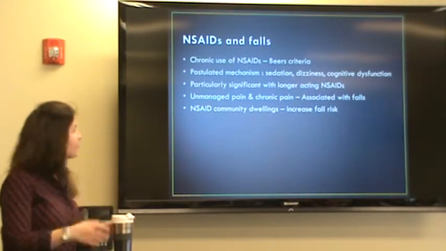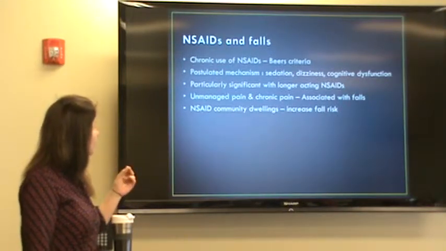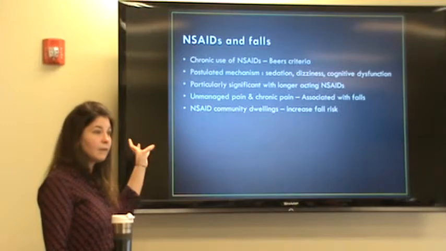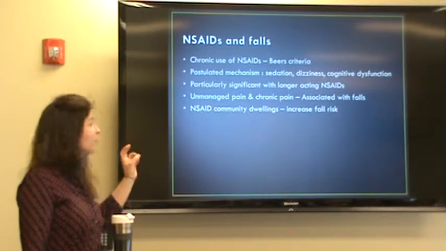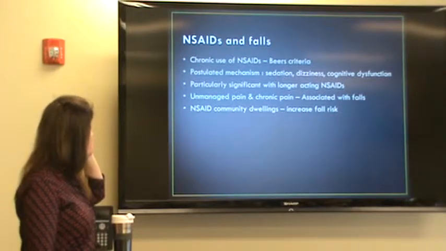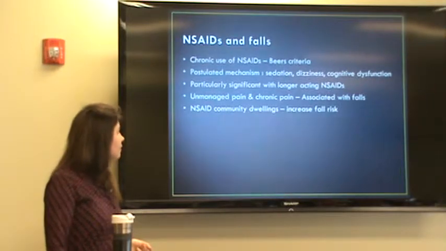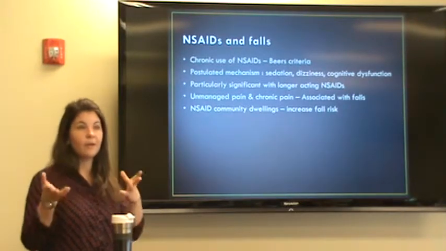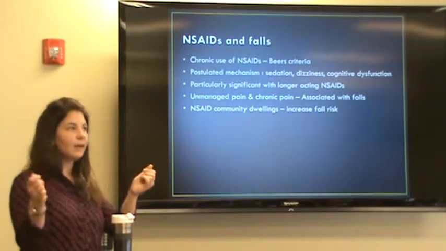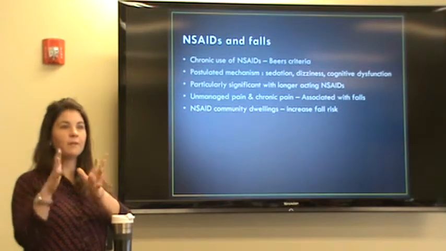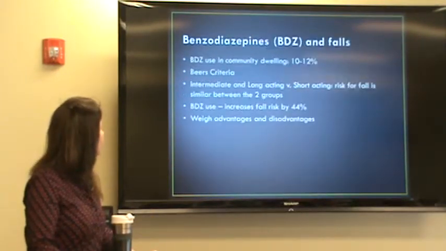NSAIDs and falls, I thought that was kind of interesting. It's usually with chronic use of NSAIDs that they're saying this is likely to happen. And we see NSAIDs on the Beers criteria and the START-STOPP criteria. So again, thinking about how appropriate this is in elderly patients. I think the confounding thing about NSAIDs and falls is that unmanaged pain and chronic pain are also risk factors for falls. So I don't think it's as cut and dry as giving them Feldene and they're going to fall, versus there's a group of things going on.